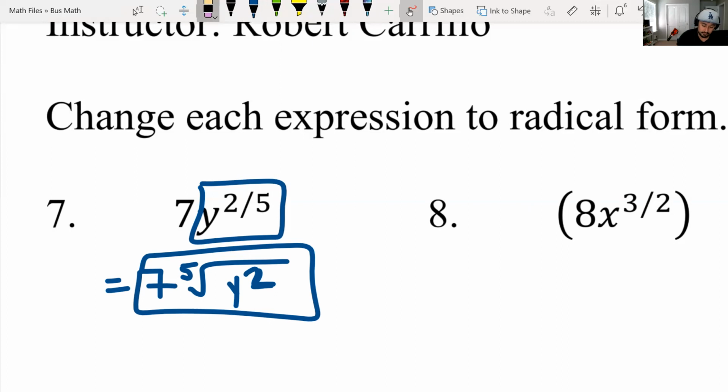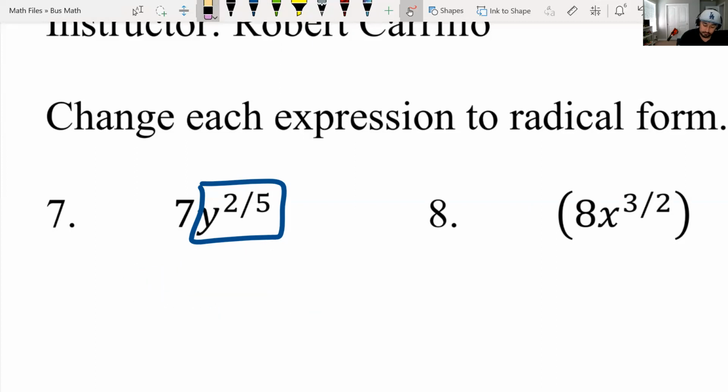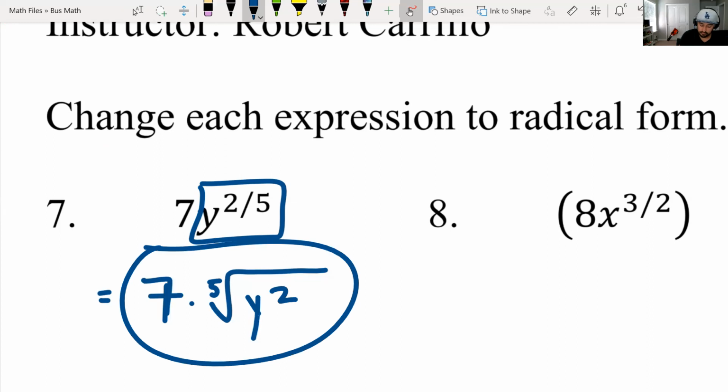That's all. Maybe I should write that bigger. Seven times the 5th root of y squared. That's it. Okay.